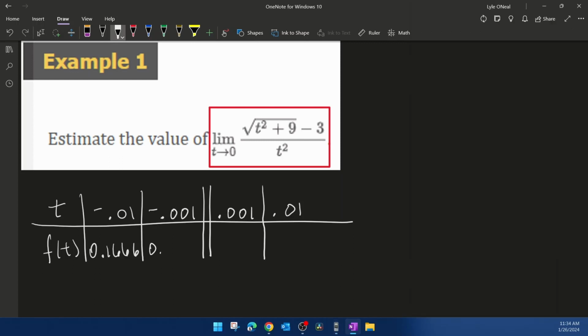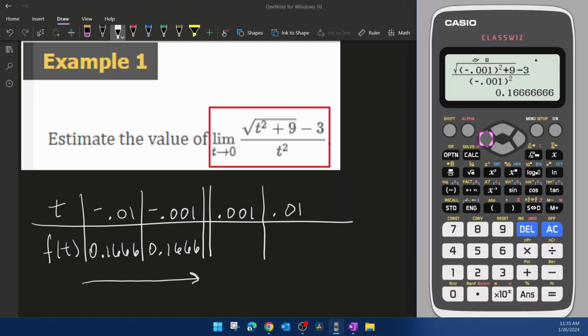So again, I'm going to write 0.1666. And so as we approach 0 from the left, it appears that we are approaching a rational number, 0.16 repeating. Now we need to check that from the other side. Editing our inputs and evaluating the function at 0.001, we get the same value.